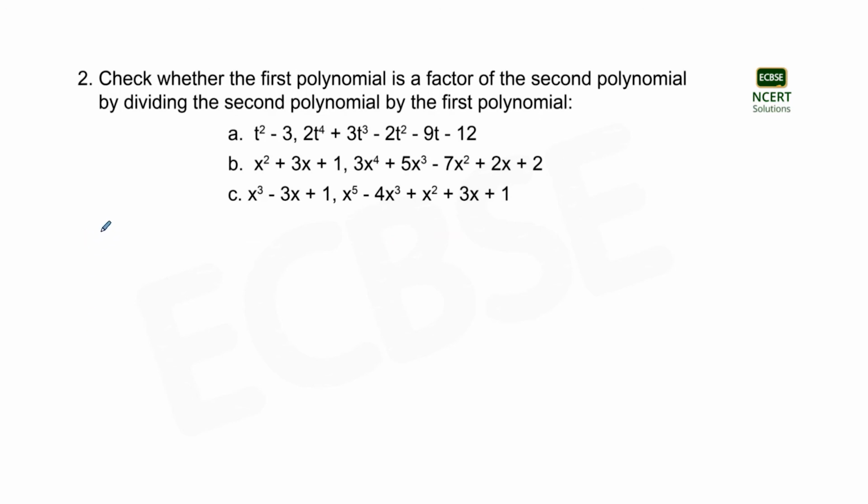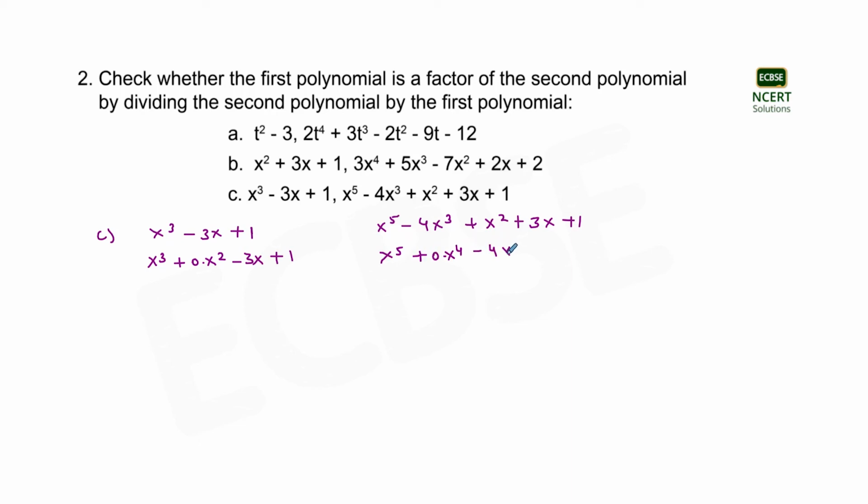Now coming to the C part of this question, here the two polynomials provided are x cube minus 3x plus 1, and the dividend is x raised to power 5 minus 4x cube plus x square plus 3x plus 1. Or by writing the missing terms, we will write x cube plus 0 into x square minus 3x plus 1, and the dividend is x raised to power 5 plus 0 into x raised to power 4 minus 4x cube plus x square plus 3x plus 1.